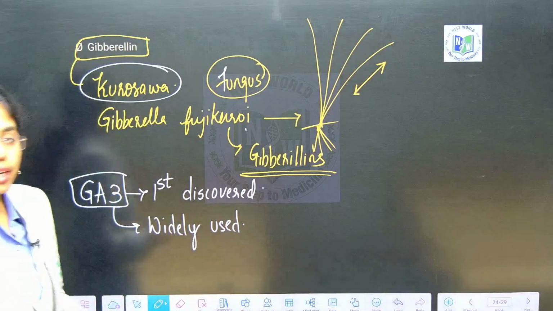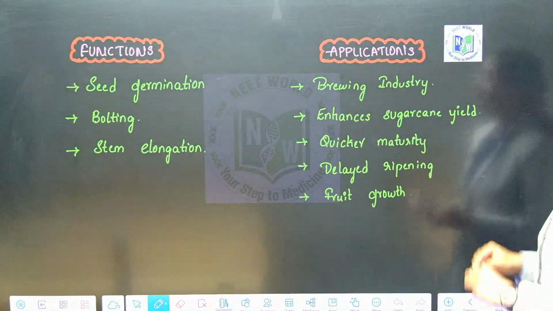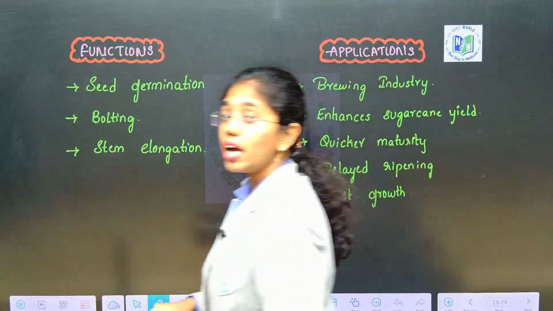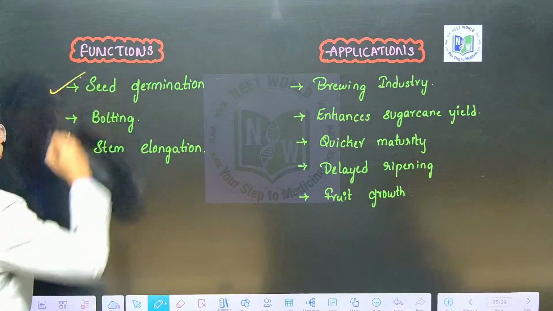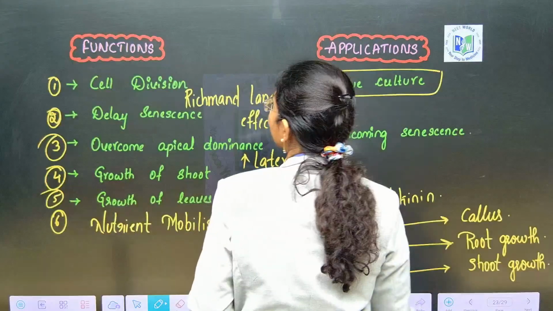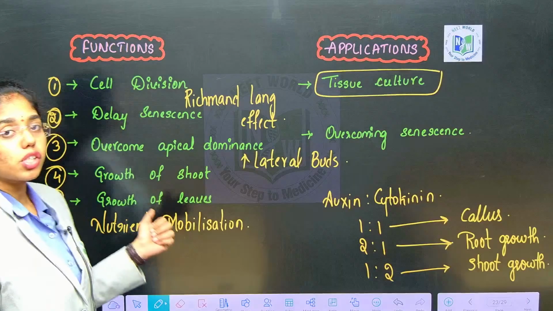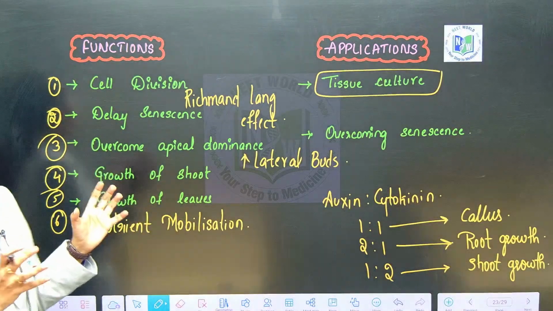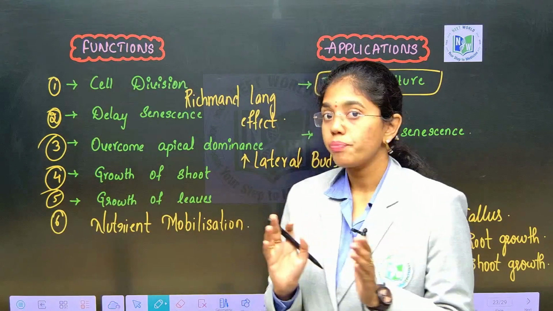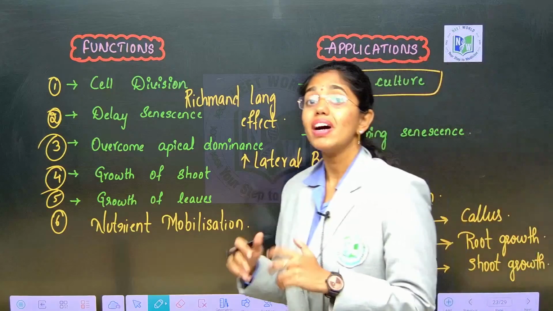Fine. And then if you observe next, functions and applications of gibberellic acid. Gibberellic acid promotes seed germination, and here for auxin and cytokinin I have to tell you about synergistic and antagonistic effects. The synergistic effect means both hormones perform the same function, they have the same physiological role. Auxin and cytokinin are synergistic in the effect of cell division.